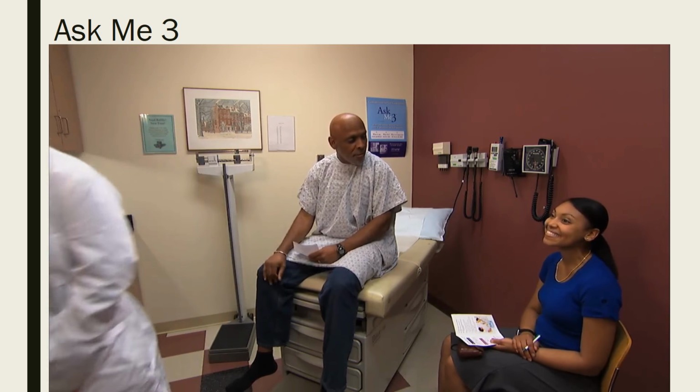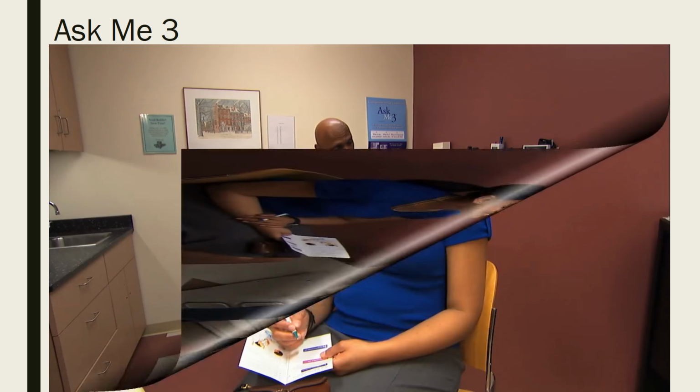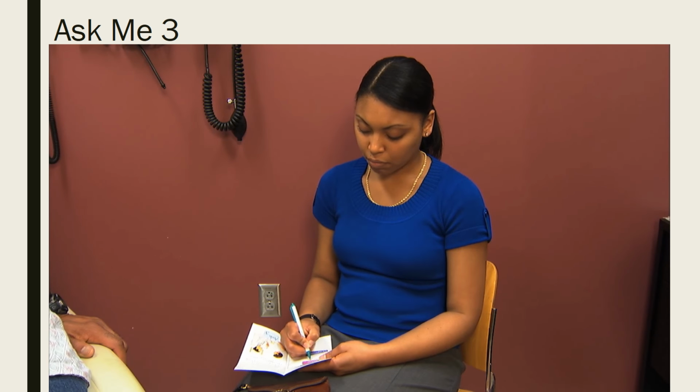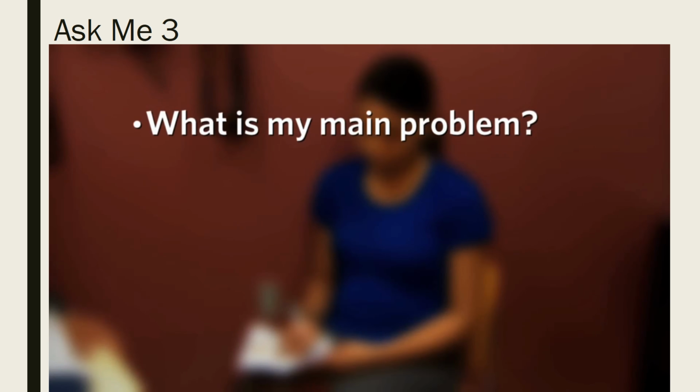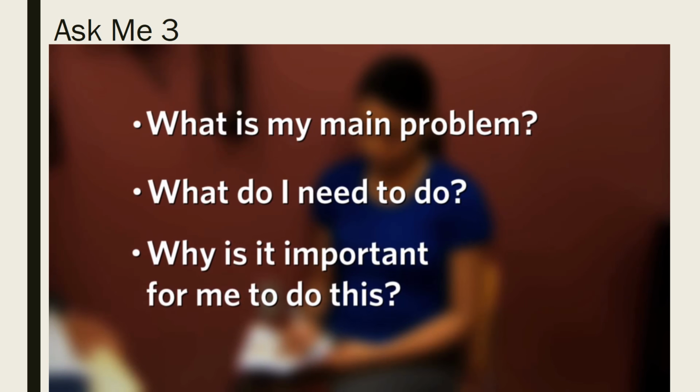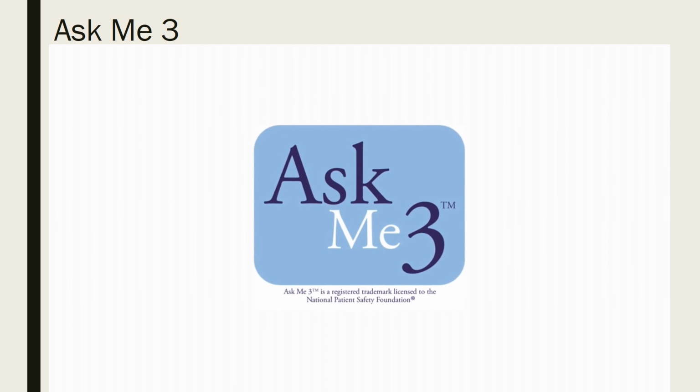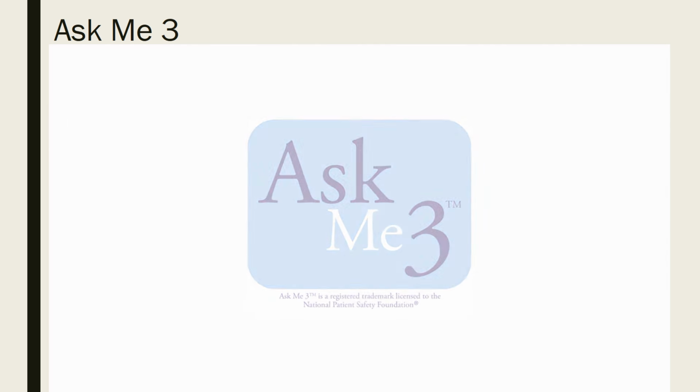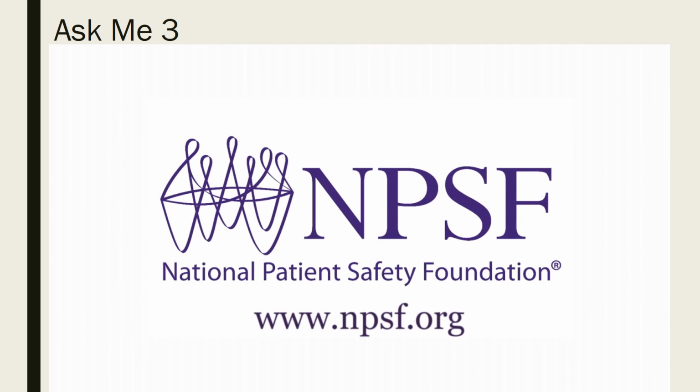In this scenario, Joe asked 3 simple but important questions. By asking questions, Joe was able to be more informed about his main problem and everything he needed to do. Also, his family member was seen writing down the information. When you visit your doctor, if you're in the hospital or at the pharmacy, always ask and write down the answers to these questions. What is my main problem? What do I need to do? Why is it important for me to do this? For more information about Ask Me 3 and communicating well with your healthcare providers, visit www.npsf.org.